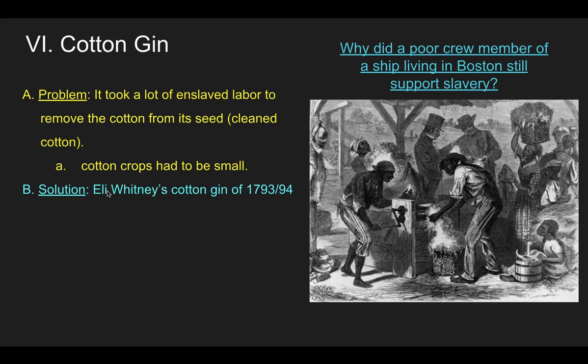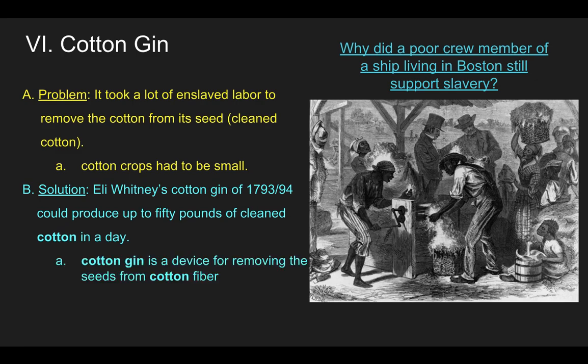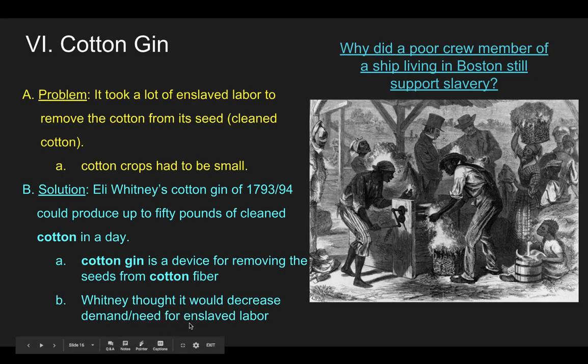What was the solution? Well, Eli Whitney comes along and creates the cotton gin in around 1793. He called it cotton gin. Gin is short for engine. And it could produce up to 50 pounds of cleaned cotton in a day, which was a ton compared to when you had to do it by hand. So the cotton gin is a device for removing the seeds from the cotton fiber, and Whitney thought it would actually decrease the demand for enslaved labor. So you'd make this machine, you didn't need as many enslaved people working on it. But you're going to see that a problem arose.